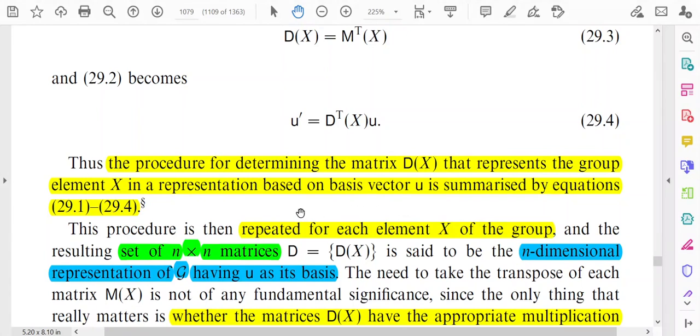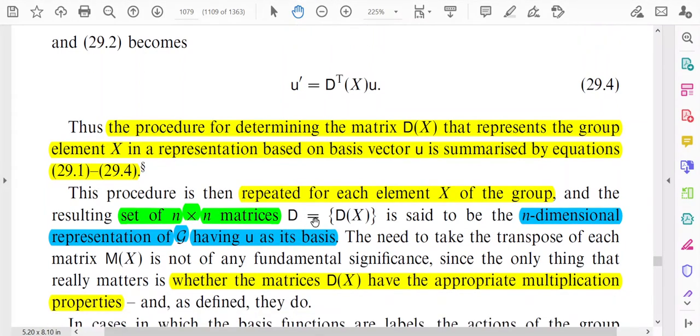Now after obtaining the representative matrix which corresponds to x, then we can also find the representative matrices corresponding to the other elements by the same procedure which we have discussed. So for each of the elements you will find each of the representative matrices. So ultimately what we can obtain is a set of n by n matrices, and mathematically we can write D is equal to the set of dx.